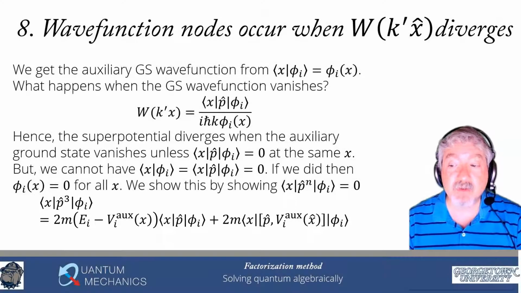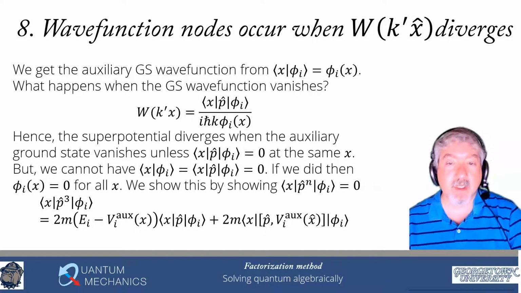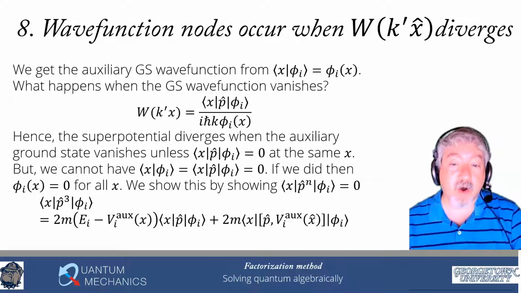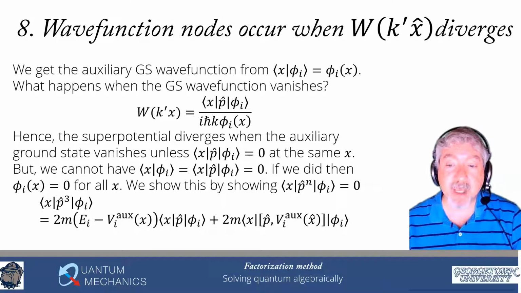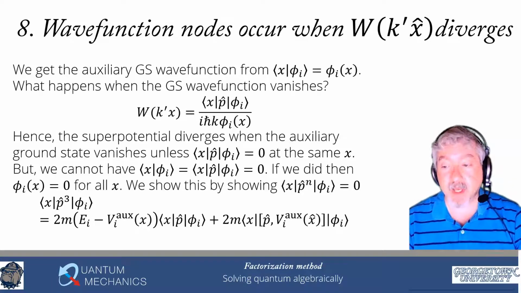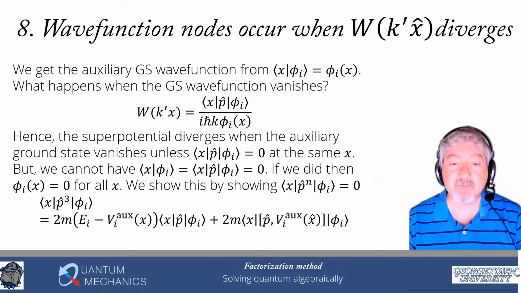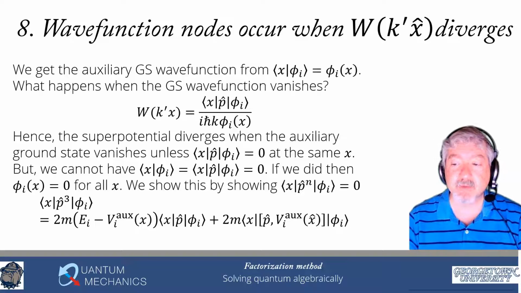And then you can just continue doing this for higher and higher orders. I think it's fairly clear that this is going to work, and we're going to be able to ultimately get that all of the moments ⟨p̂^n⟩ are equal to 0. Now, if all of them are equal to 0, how do I know then that φ_i of x is equal to 0? Well, let's assume the point at which both ⟨x|φ_i⟩ and ⟨x|p|φ_i⟩ were equal to 0 was at the point x equals x0.